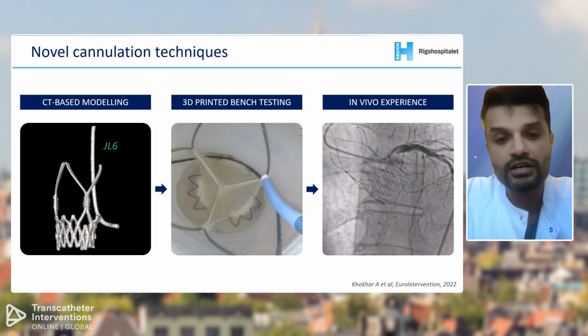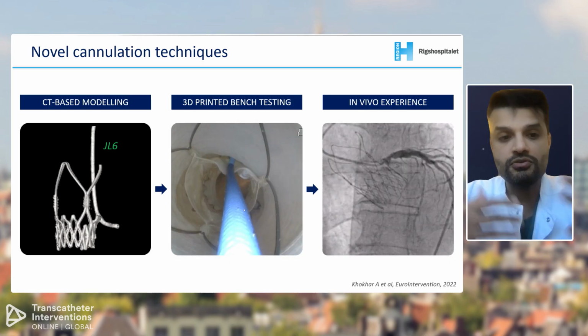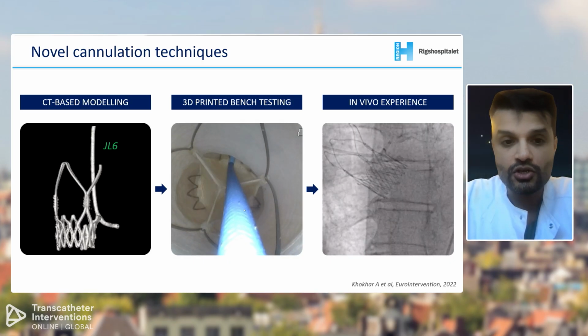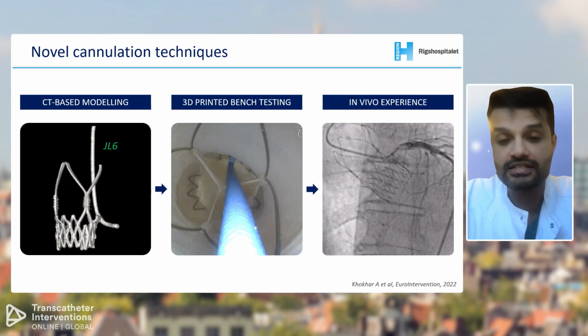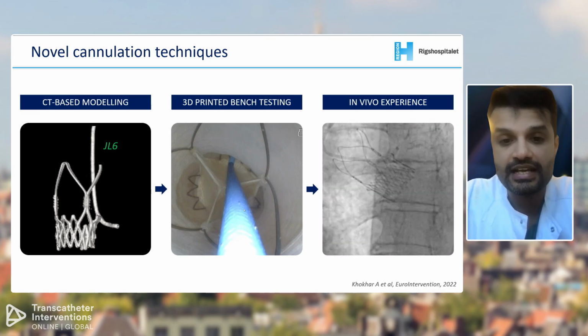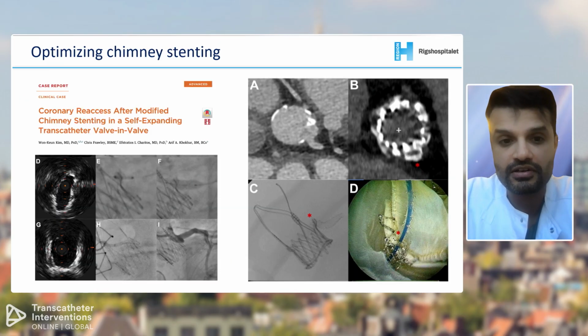So we did a lot of work where we tried to look at coronary access and different techniques that could be developed. And because you have the patient's anatomy in front of you, you can experiment again and again with different catheters, different shapes, and it's essentially a safe environment to practice. And here we were able to develop different techniques, which were then used in vivo.